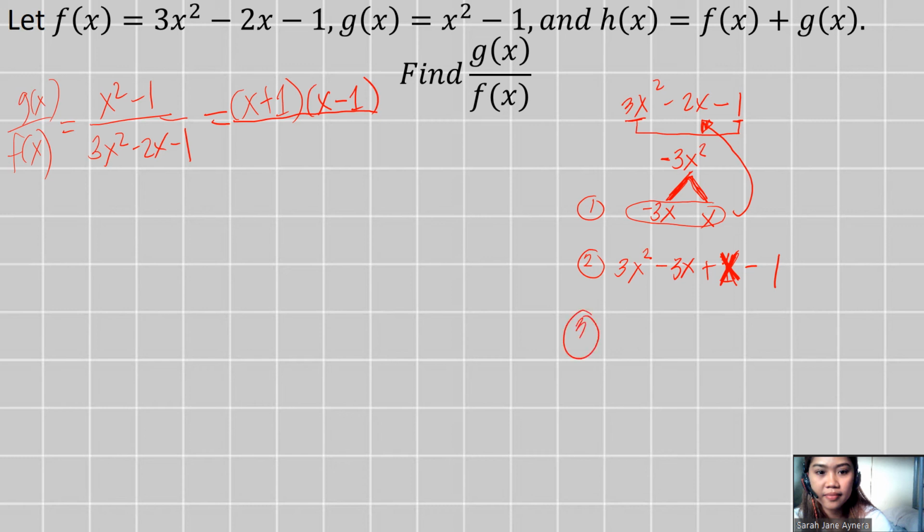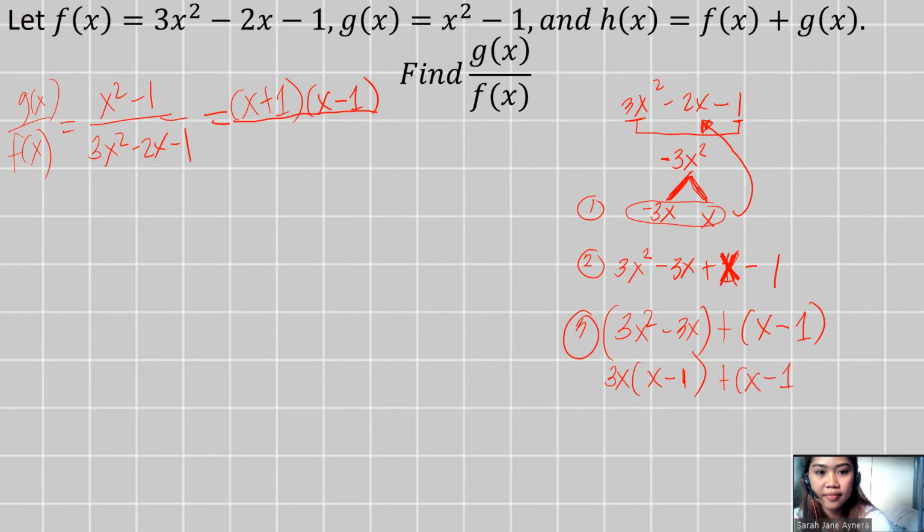Then, we are going to factor this by grouping. So, 3x squared minus 3x, then we group x minus 1. Get the greatest common factor of 3x squared and 3x, and that is 3x. Now, we divide these two terms by 3x. 3x squared divided by 3x is x. Negative 3x divided by 3x is negative 1. So, we put minus 1.